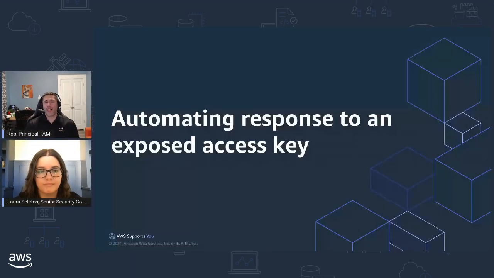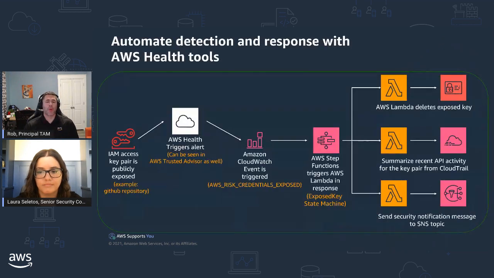Thanks, Padma. So we're going to go back to our deck here real quickly to talk about a few things. We covered these in the previous episode, but it's one of those really important things to be able to automate, and not have to have everything be manually remediated. So I want to talk real quickly about this automation to detect and respond to an inadvertently exposed access key using the AWS Health tools.